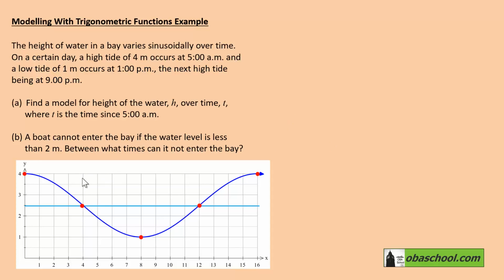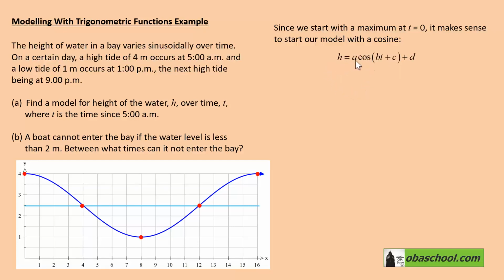So what we're wanting is to find the equation of this curve. Since we start with a maximum at t equals 0, it makes sense to start our model with a cosine. So h is going to be a cos(bt + c) + d. And we know that these are the various transformations: vertical dilation, horizontal translation, and vertical translation. And what we need to do is establish the values of a, b, c, and d.